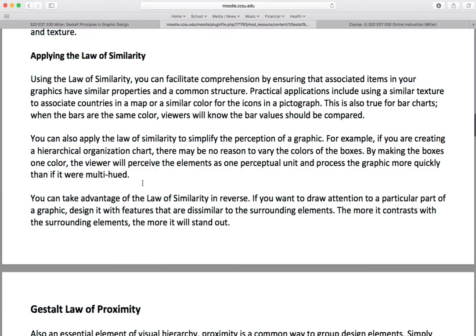And then it talks about how to take advantage of that. They do point out, you can use it in reverse if you want something to stick out. If you want your viewer to look at one piece of information as being more important, then try to make it dissimilar.